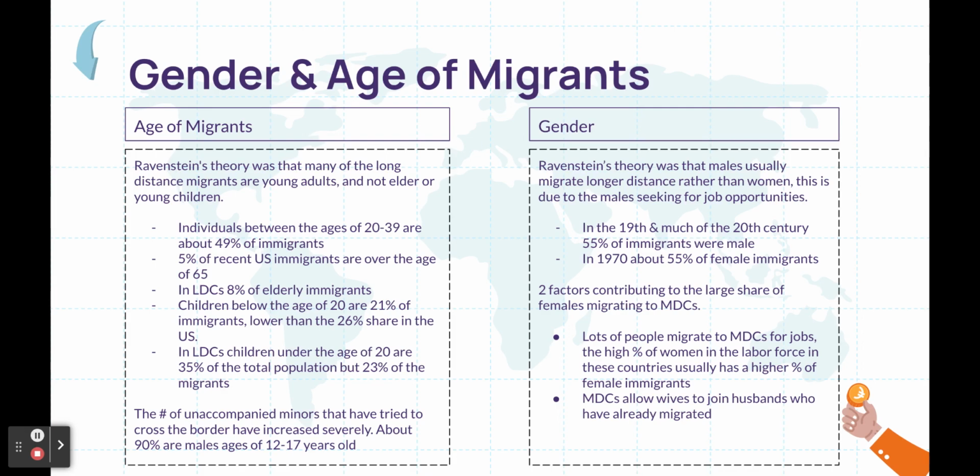Gender. Ravenstein's theory was that males usually migrate longer distances than women. This is due to males seeking job opportunities. In the 19th and much of the 20th century, 55% of immigrants were male. In 1970, about 55% of immigrants were female.